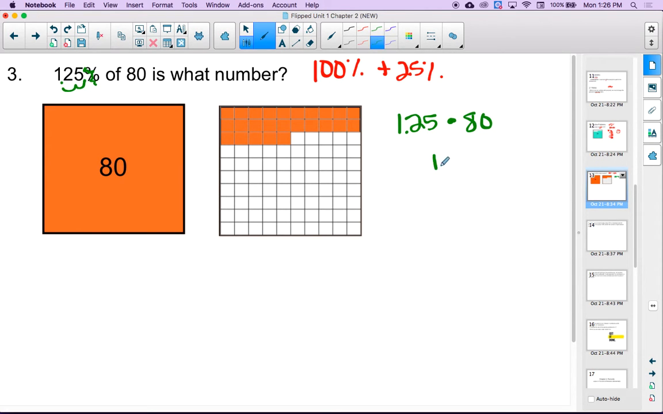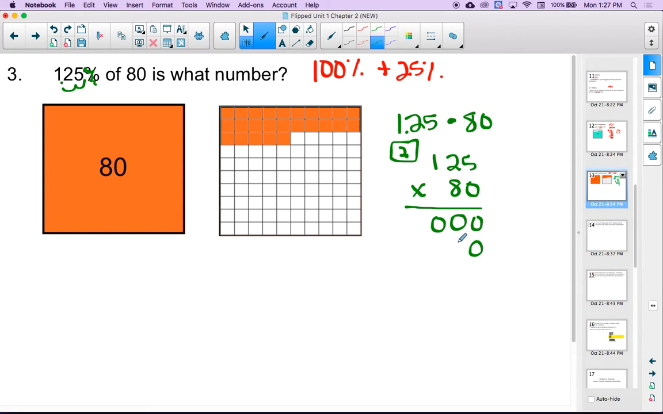We can set that up vertically, 125 times 80. There are 2 places after the decimal, so I'll put a 2 in my box here so I remember where to put my decimal in the final answer. 0 times 5 is 0, 0 times 2 is 0, 0 times 1 is 0. Now I bring a 0 down to hold my place because I'm multiplying by the tens place.